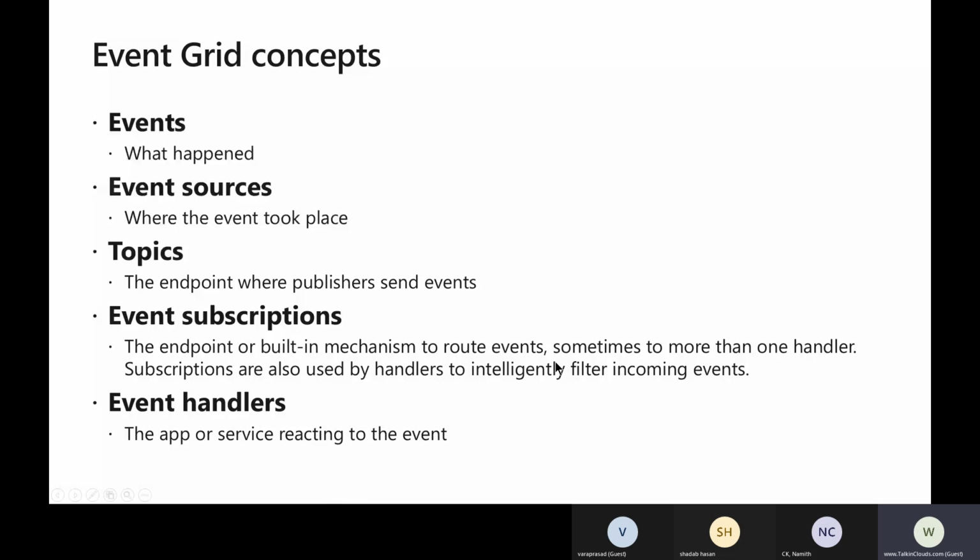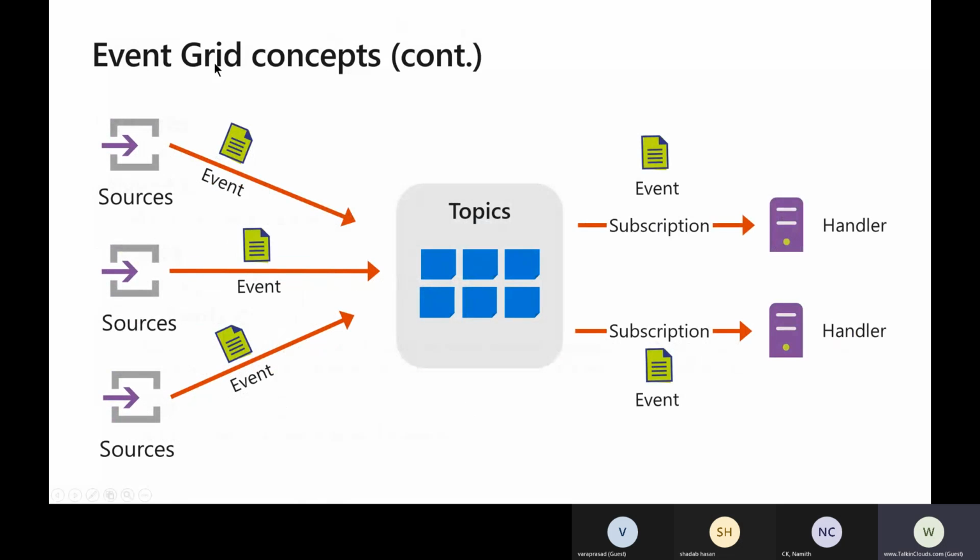And next is the event handler. An event handler is the place where the event is sent. So the event has happened, it has a source, it goes to the topic, and from the topic, based on the subscription, it will be picked up, and the event handler will send it to where it has to go. So the source generates your event, it goes to the topic, and from the topic the handler subscribes to those events and sends them to the destination.